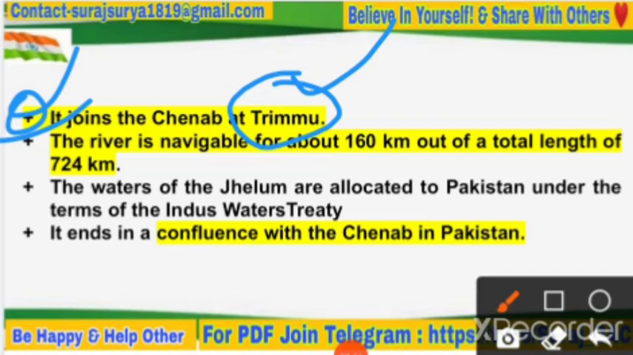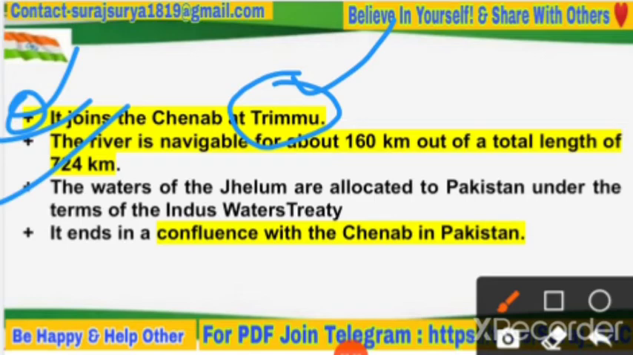Ab yahan pe ekko aapko main term samjha deta hu. What do you mean by navigable? Navigable ka matlab hota hai ki ships, jo jahaj hote hain pani ke, wo kahan kahan tak iske andar transport kar sakte hain, travel kar sakte hain, waterways ke facilities kya rehti hai, jahan pe kishtiyon ko ya jahajon ko chalaya jata hai, that is known as the navigable area of that river.